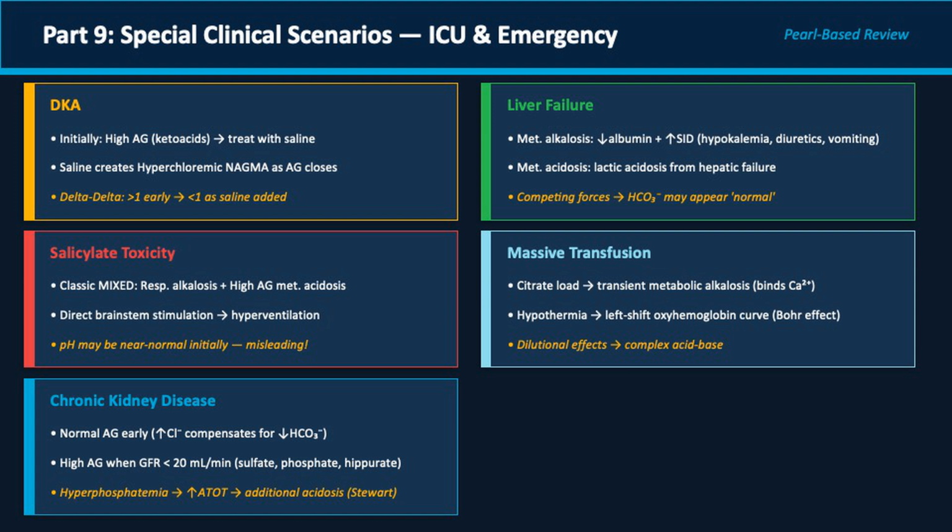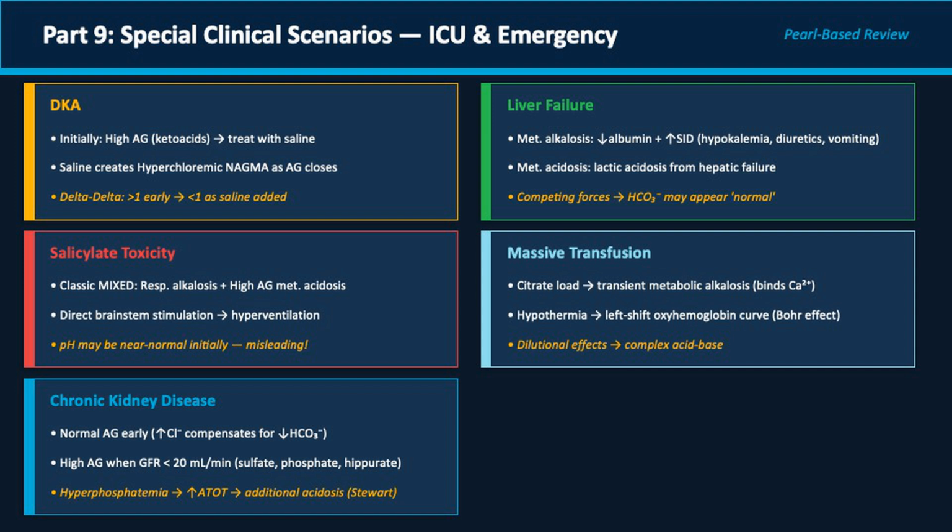Scenario 3, chronic kidney disease. In case of early CKD, there will be normal anion gap acidosis. Kidneys cannot excrete ammonium and they reabsorb chloride instead, leading to hyperchloremia. In later stage of CKD, when GFR falls below 20, sulfate, phosphate, and hippurate accumulate, leading to increase in anion gap. Hyperphosphatemia also worsens acidosis by ATOT. In case of CKD, there will be normal anion gap acidosis in the early stage and higher anion gap acidosis in the later stage. As CKD progresses, the pattern changes.